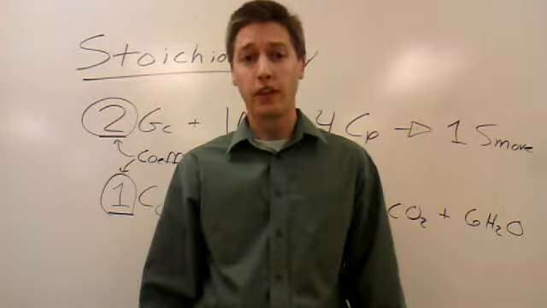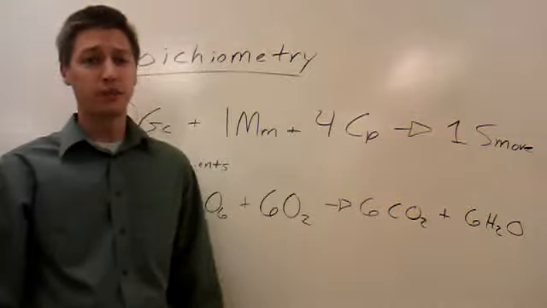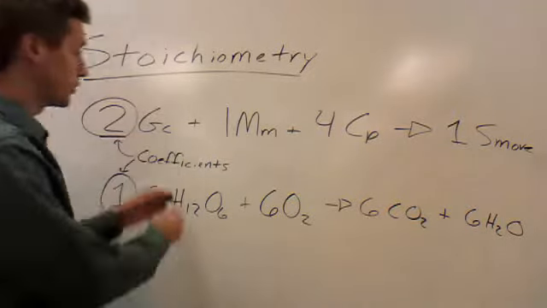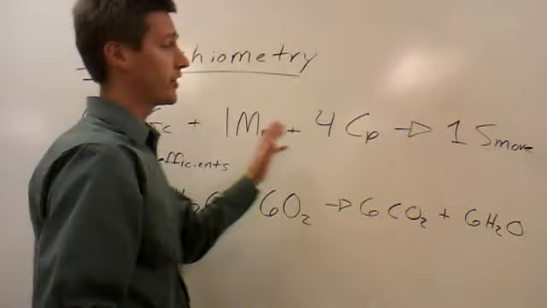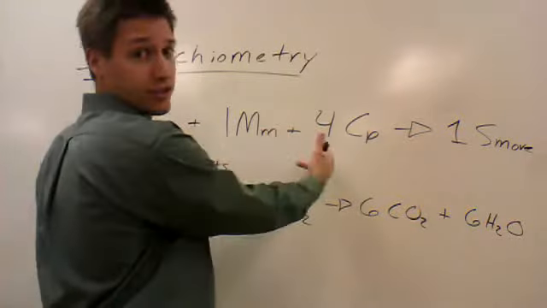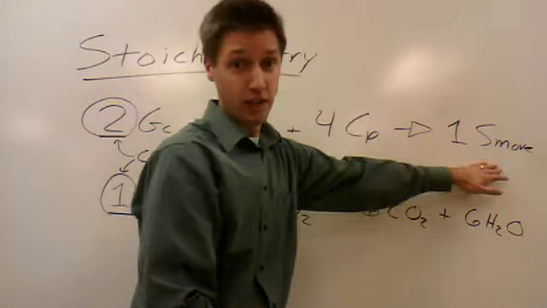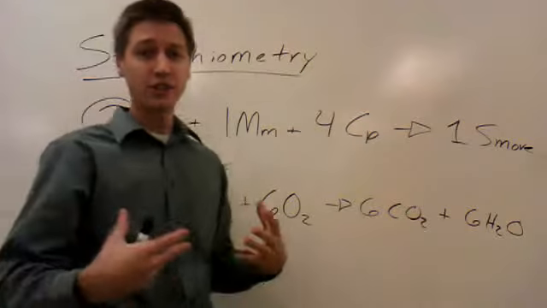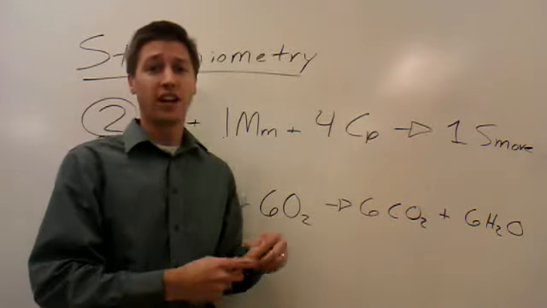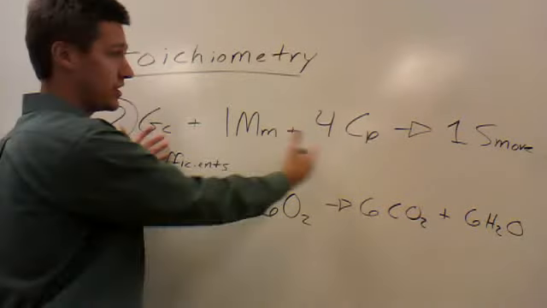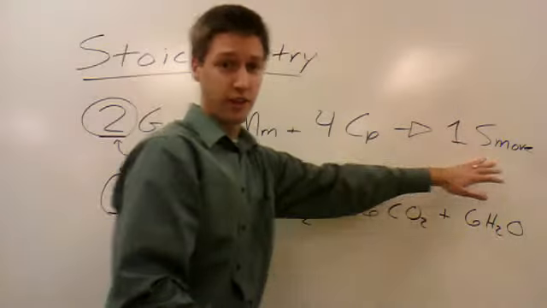Stoichiometry. What is stoichiometry? Stoichiometry deals with chemical reactions. It deals with looking at a chemical reaction and figuring out how much of the reactants you need to make the products you want. So again, it's kind of like an analysis of a chemical reaction, a quantitative analysis of how much of these things you need here to make that over there.